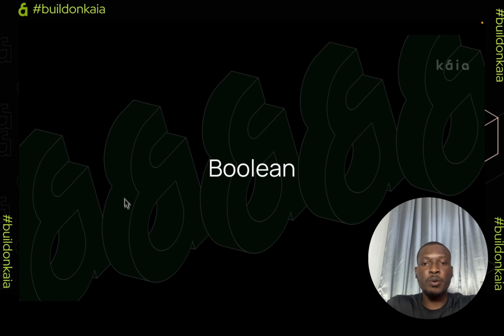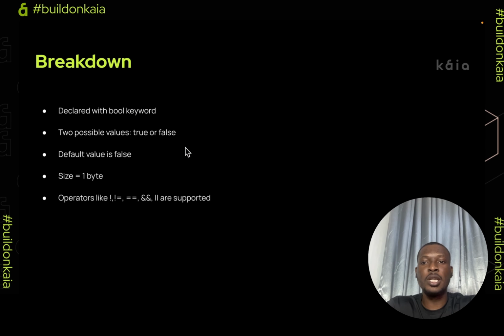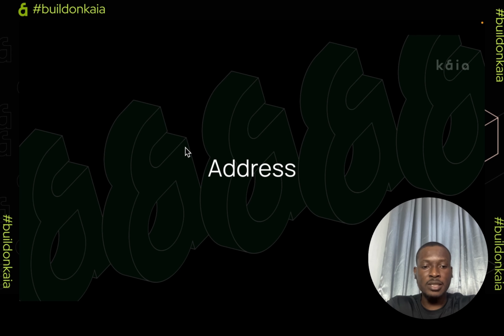All right. Moving forward, we have Boolean, right? So Boolean is declared with the bool keyword. Whenever you want to specify that a variable is a Boolean, you use the bool keyword. And of course, it has two possible values, which is true or false. When no value is assigned to a Boolean, the default value is false, right? And it has a size of 1 byte. And it has operators like logical not. You can also do logical and, and also logical or, right? And they are supported.